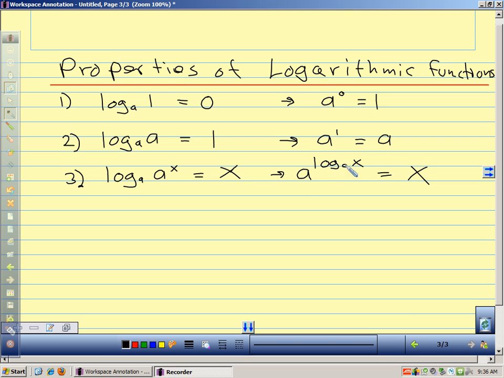The logarithmic function and exponential function undo each other. So this is the logarithmic function. This is the exponential function. We have the same base, so they undo each other. We just end up with x.